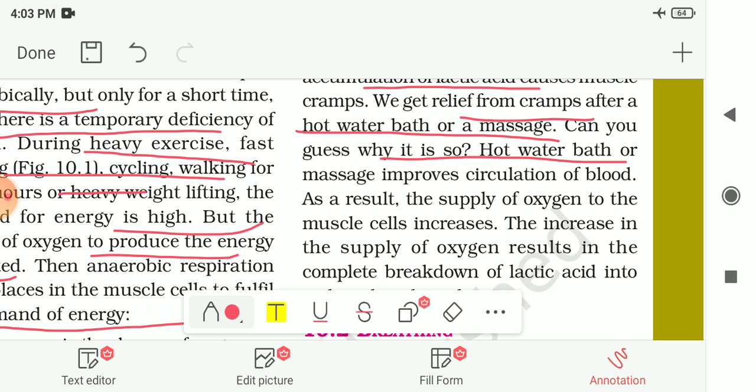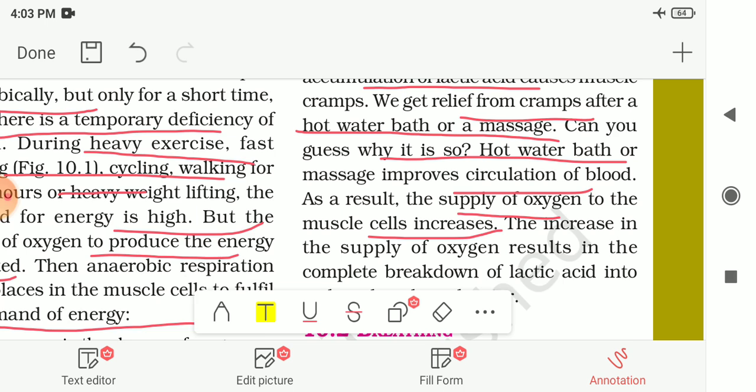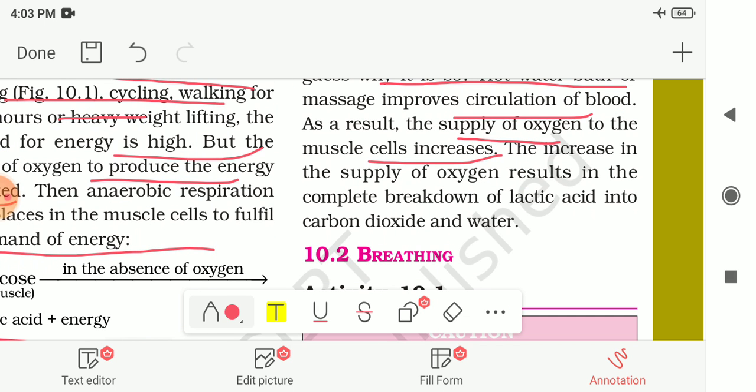A hot water bath or massage improves the circulation of blood in our muscles. As a result, the supply of oxygen to the muscle cells increases. And the increase in this supply of oxygen results in the complete breakdown of the lactic acid into carbon dioxide and water with the help of oxygen. So this is how we can get relief from muscle cramps with the help of a hot water bath and massage.